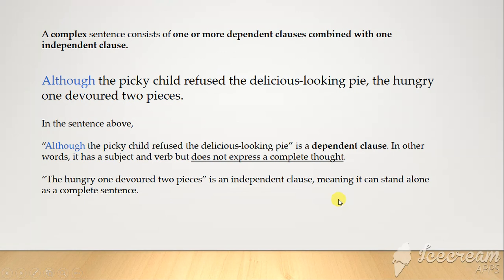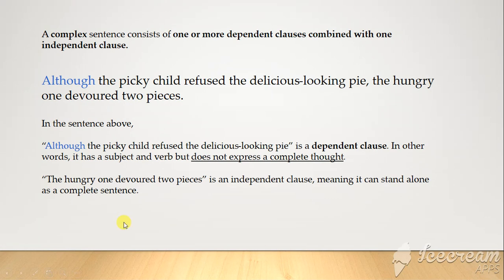Now, a complex sentence is a much more sophisticated sentence type than either the simple or the compound sentence, and this is really what you want to aim for in a great number of your sentences in college writing. So a complex sentence consists of one or more dependent clauses combined with one independent clause. An independent clause is just another name for a sentence, a complete sentence. A dependent clause cannot stand alone. It is not a complete thought.